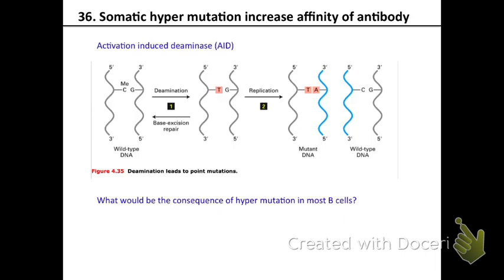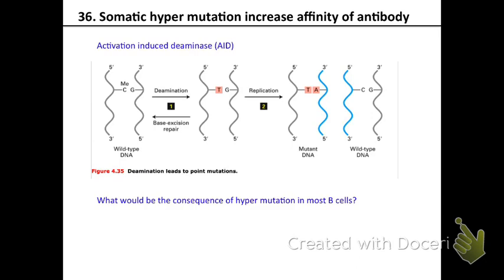All right. So what would be the consequence of hypermutation to most B cells? You're on purpose mutating your own DNA. Right? The cells are on purpose mutating their own DNA. What would be the consequence? Higher rates of cancer. I'm not sure about that link. I don't know if that link has been made.